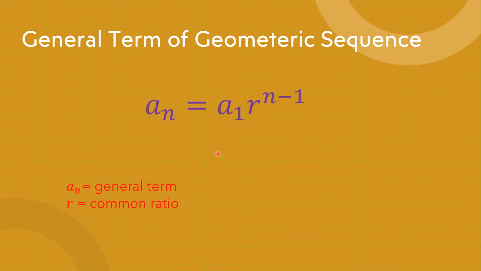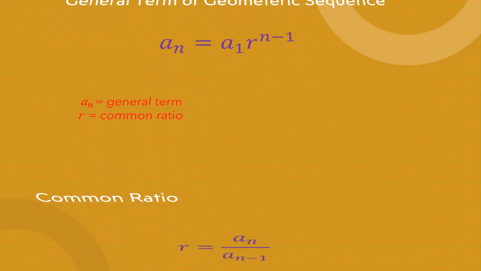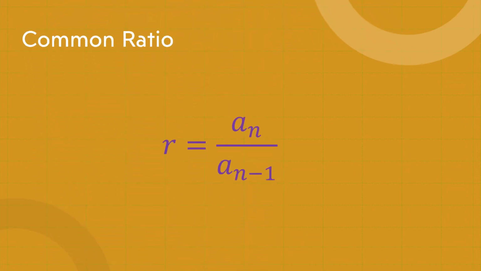Here is the general term of a geometric sequence: a sub n is equal to a sub 1 times r raised to n minus 1, where a sub n means the general term and r is equal to the common ratio. The common ratio, r, is equal to a sub n over a sub n minus 1.